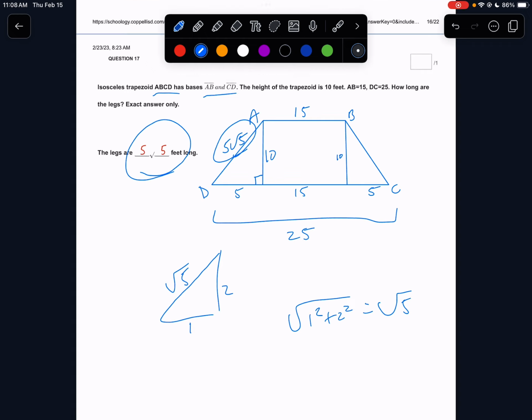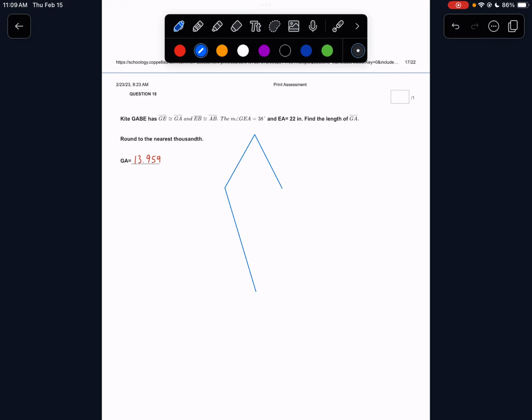Got it. Kite Gabe. To draw a kite, you start with an isosceles triangle, and then you draw a different isosceles triangle. And what happens is you'll end up having one line of symmetry and not two. So here's my kite. It's called Gabe. But again, you got to get it right.